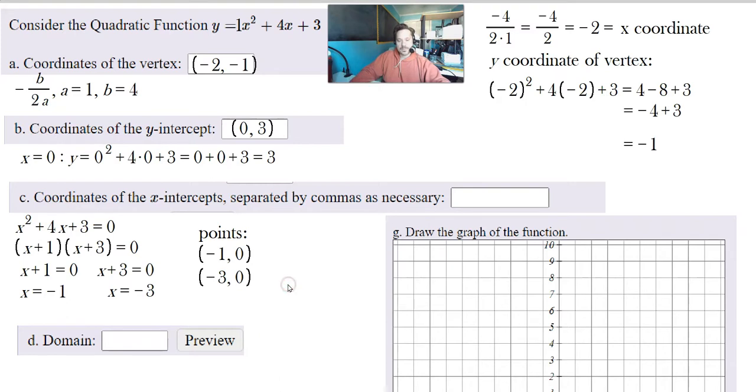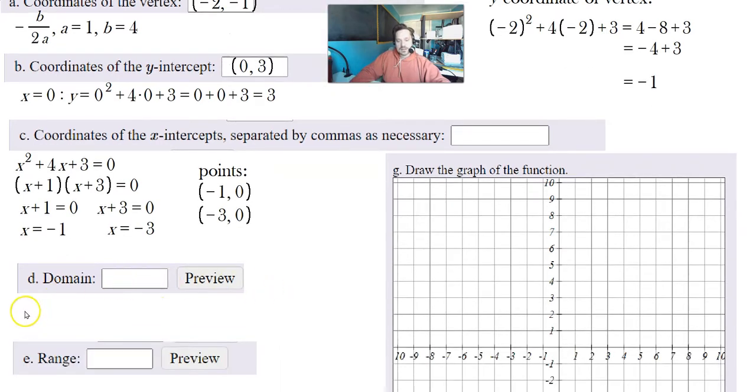That's what it's saying. Right, for the domain, it's a parabola and it's not an applied problem. So that means that the domain is always basically this. It's negative infinity through positive infinity this way, right here.